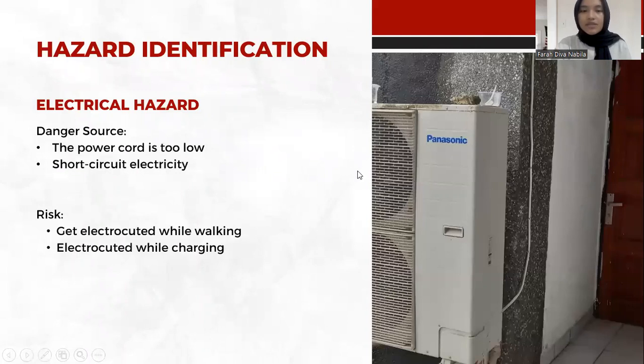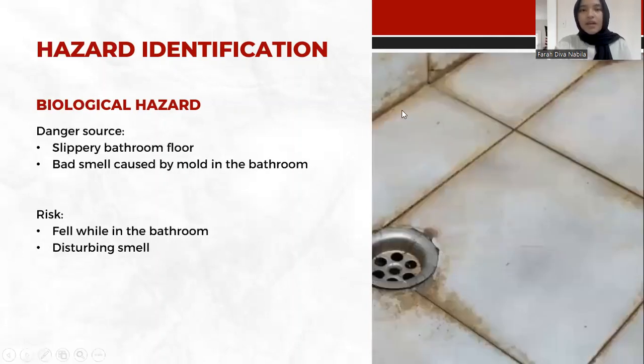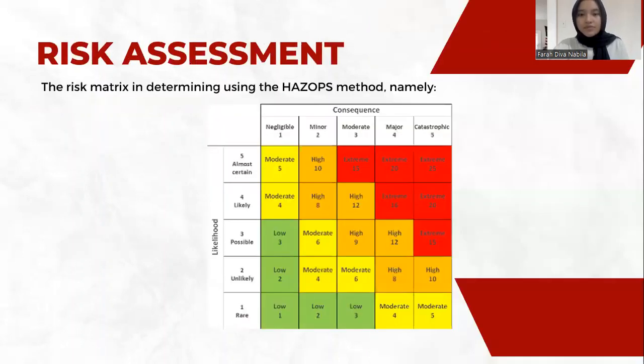Next is the electrical hazard, as can be seen from the picture. The danger source is the power cord being too low, and the risk is getting electrocuted while walking. The second danger source is short circuit electricity, and the risk is being electrocuted while charging. Next is the biological hazard. It can be seen on the screen that the bathroom has a slippery floor, so the risk is falling while in the bathroom. The second danger source is a bad smell caused by mold in the bathroom, so the risk is a disturbing smell.